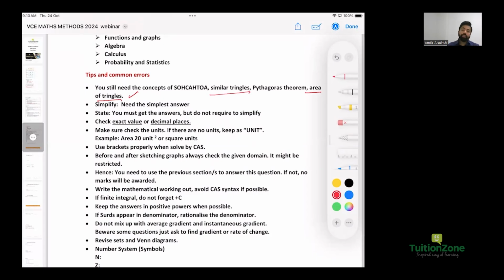They're not hard, and you can't say, "Oh, we haven't done these ones this year," because they assume that you came to Year 12 having done the Year 8, Year 9, Year 10 content. So they assume that you know the basics. Make sure to revise the basic area concepts.